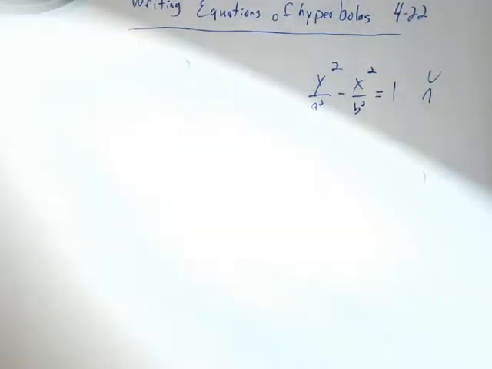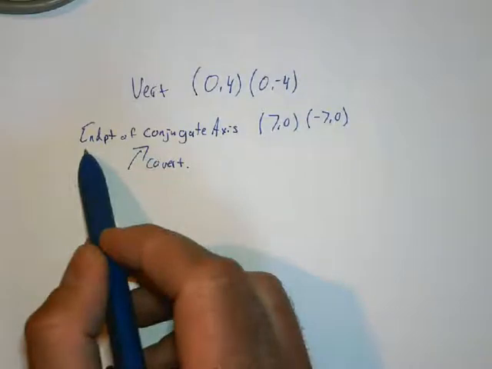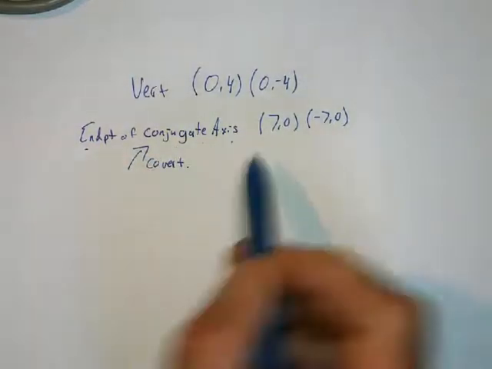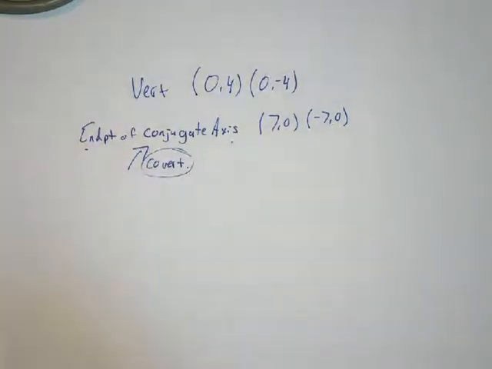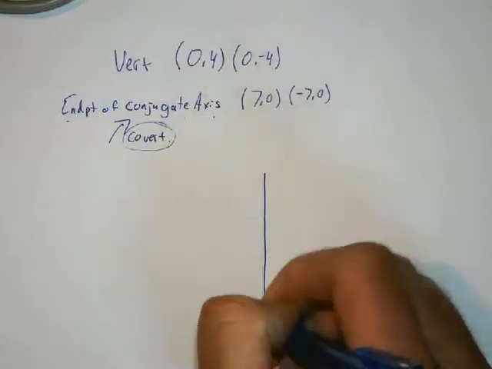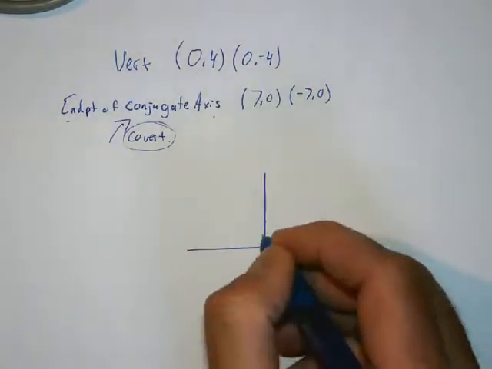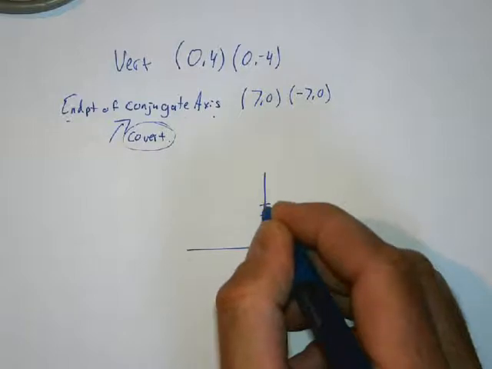I'm going to use the wording that CUDA uses right off the bat. CUDA calls the endpoint of the conjugate axis your covertex. Okay, so get a rough sketch of the idea of what this is going to look like, so we know which direction it's going. Vertex at 0, 4, 0, negative 4. So our vertices are up and down.